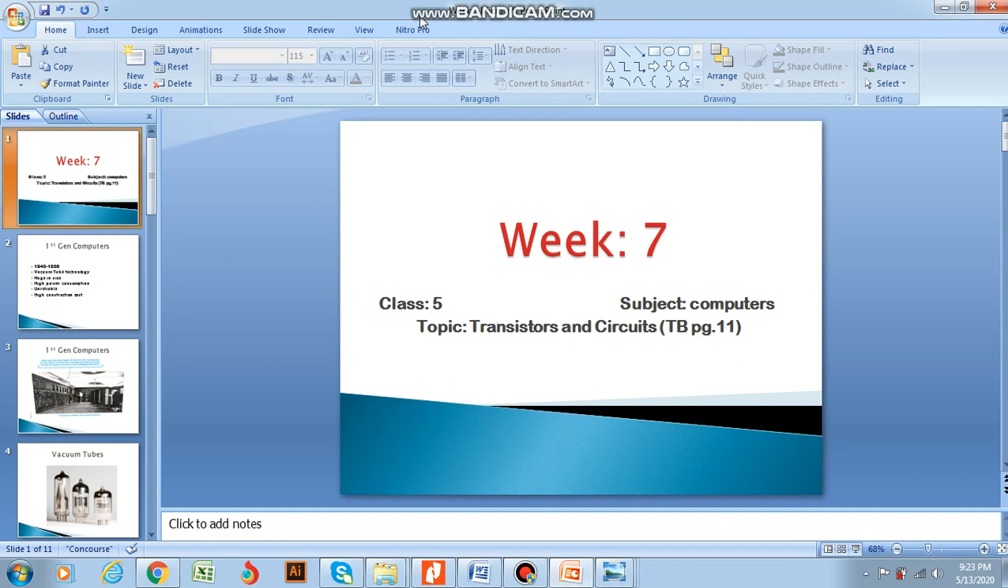and circuits. This is available on the textbook page number 11. Okay, so transistors and circuits, we are actually going to talk about second generation of computers, but if you remember, in the first week we discussed about first generation of computers. So before proceeding to the second generation of computers, let's recap the first generation computers.